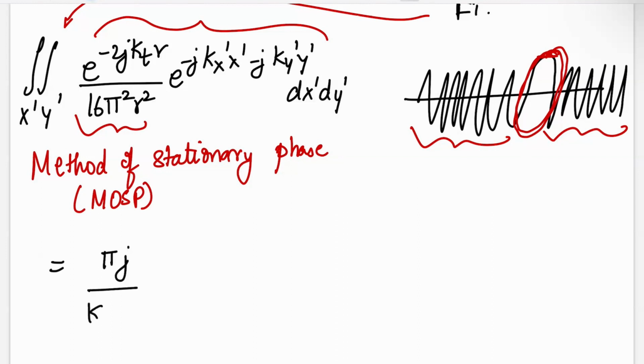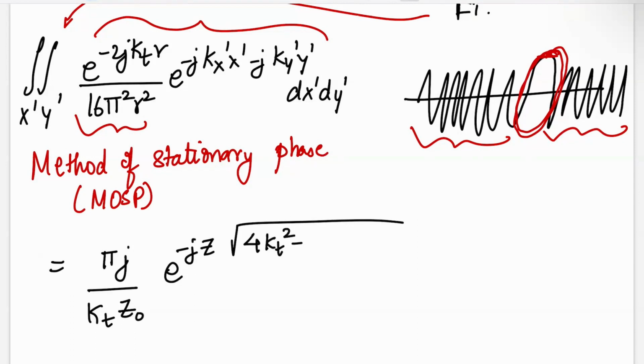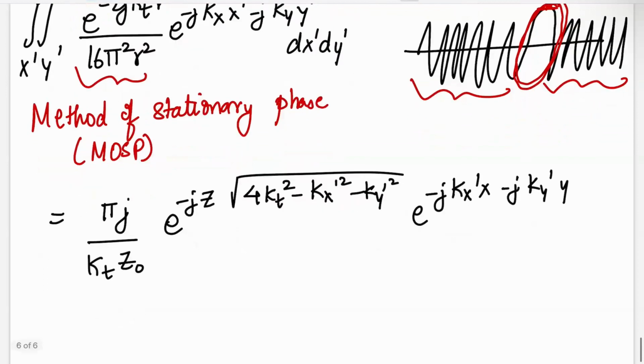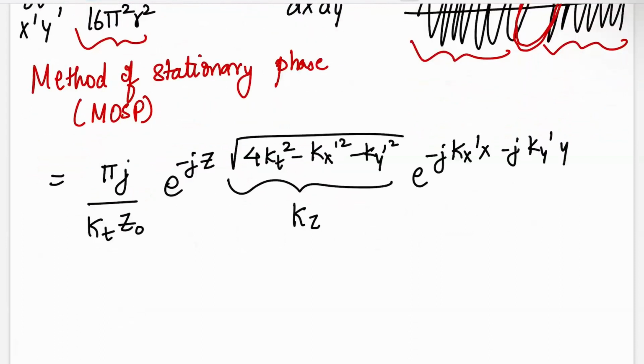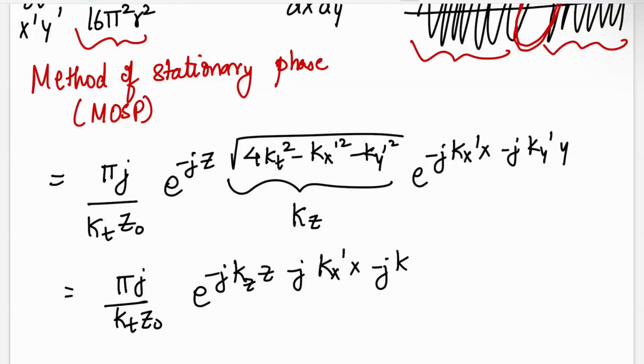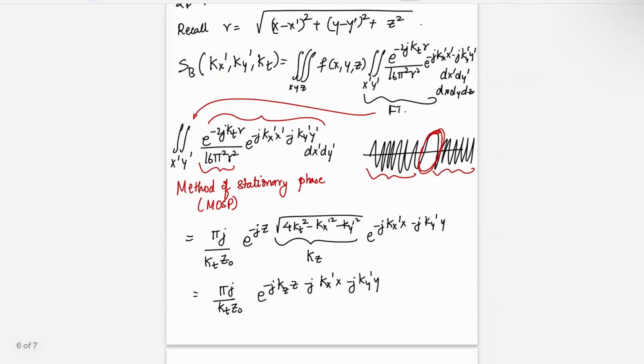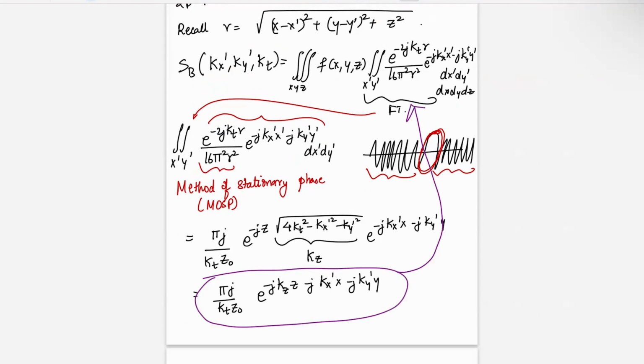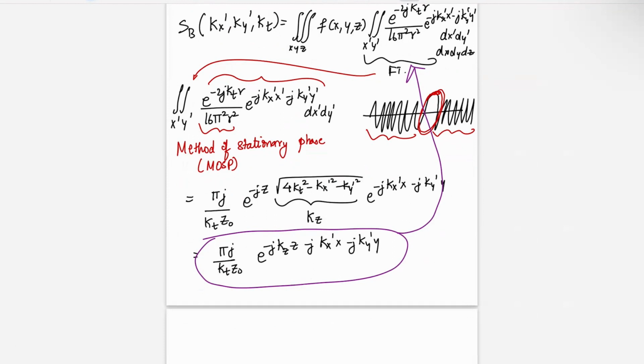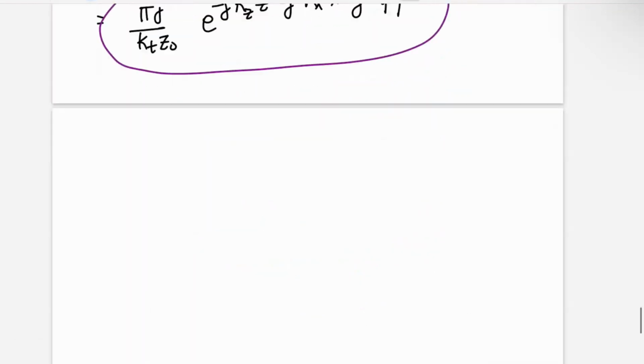So evaluating this will give you the following result: pi j over kt z naught, e to the minus j z times the square root of 4 kt squared minus kx prime squared minus ky prime squared, e to the minus j kx prime x minus j ky prime y. Okay, and now you can define this square root to be kz, right? So then that just becomes pi j over kt z naught, e to the minus j kz z minus j kx prime x minus j ky prime y. And that's very nice, right? Because now you can simply take this whole thing and plug it in here, right? Because that's the integral we were evaluating.